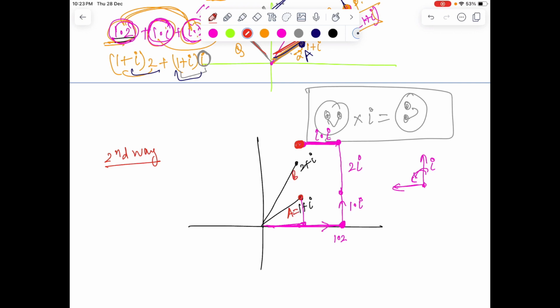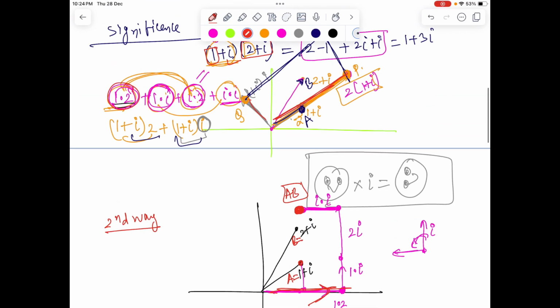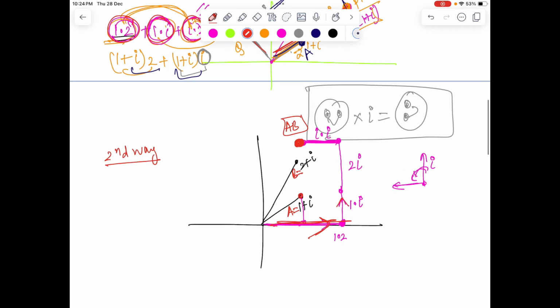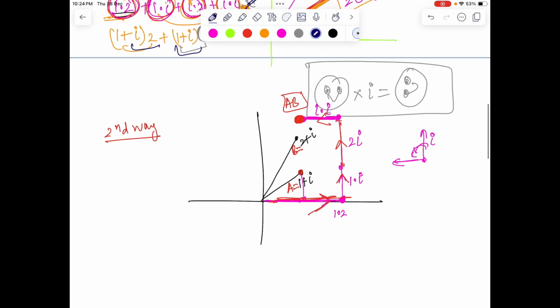Let's call this A and this B as before. So this will represent AB, which is nothing but the summation of term 1, or you can treat it as vector 1 plus vector 2 plus vector 3 plus vector 4. In fact, any number of terms can be decomposed as projection on the x-axis and projection on the y-axis. So you start from a point and the end point represents their product.